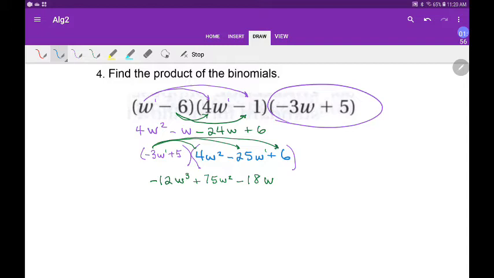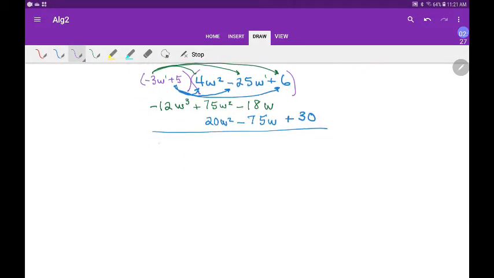Then let's see. I'll say 5 times 4. That's 20W squared. So I'm going to line it up with these other W squareds, these 75W squareds. And I'm going to say 5 times negative 25W. That's going to be negative 75W. And then I'm going to say 5 times 6. That's a positive 30. And there's nothing to line 30 up with, so I'll start a new column over there for just numbers. And when I add this up, let's see, I'll get negative 12W to the third.